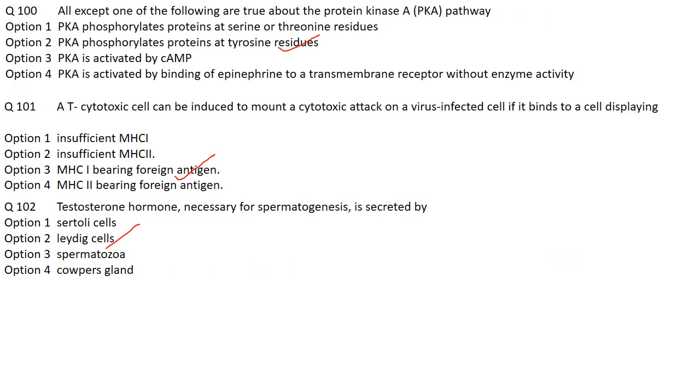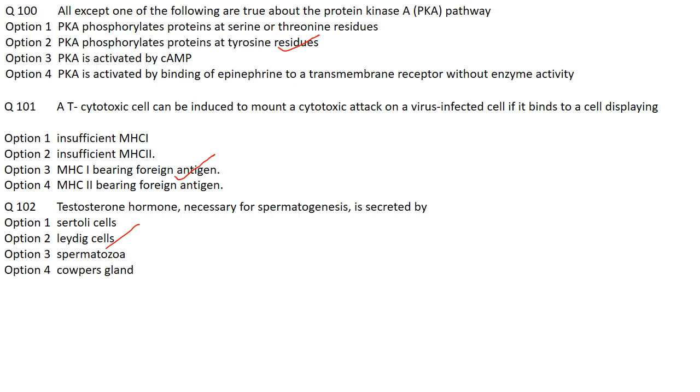Then all except one of the following are true about protein kinase A pathway. Protein kinase A phosphorylates proteins at serine or threonine residues. That is correct. Protein kinase A phosphorylates protein at tyrosine residues. No, it is at serine or threonine residues. So 2 is the wrong answer. It is activated by cAMP.